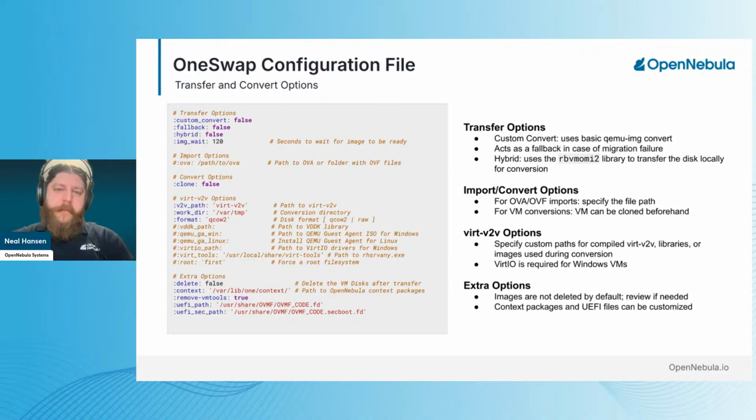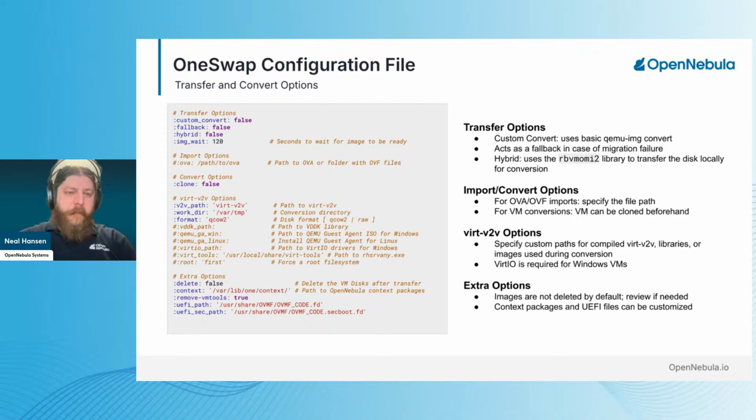We also have, one of my more favorite ones is the hybrid one. I'll talk about it first, even though it's on the third there. It uses the RbVmomi2 Ruby library to transfer all the virtual machine disks locally and then convert them. It uses a lot more disk space, of course, but it is magnitudes faster. It is incredibly faster. Then we also have the custom convert, which just uses basic qemu-img convert. So there's probably going to be some custom stuff you'll have to do to the image after that. And we have the fallback if you need to have that.